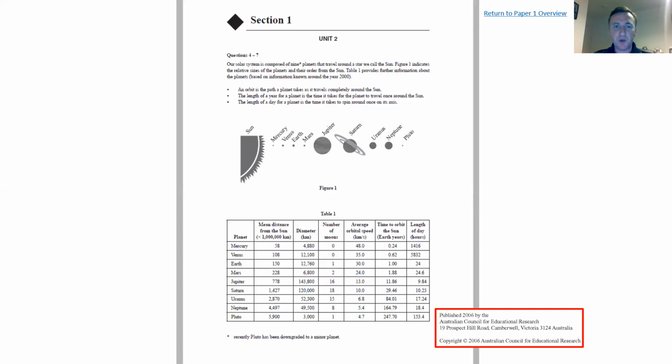In a previous one again, it's about the solar system. So again, you're given a table of data there. So all the planets, their distance from the sun, their diameter, number of moons, whatever. So you're given all the data in the table.